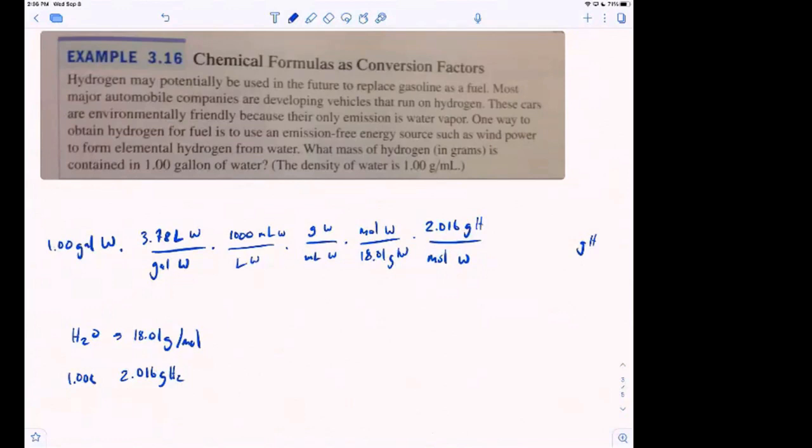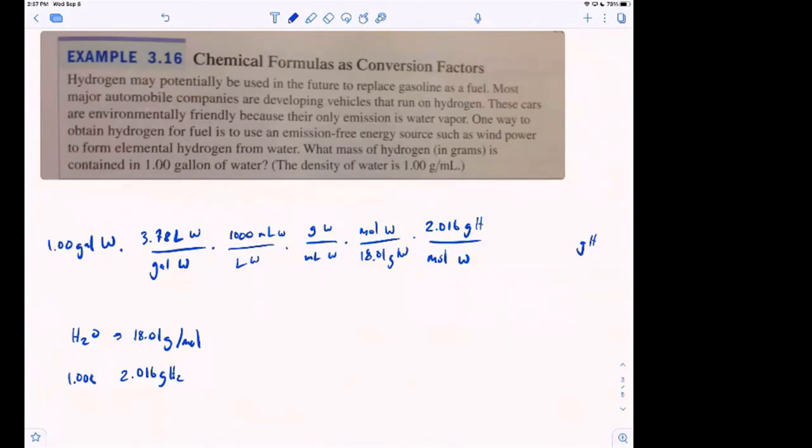And again, I am multiplying by 1 several times. A gallon is 3.78 liters. 1,000 milliliters is a liter. Density of water is 1 gram per milliliter. A mole of water is 18.01 grams. And there are 2.016 grams of hydrogen per mole of water. And I'm getting this number here. And you notice I didn't have to figure out the percent mass, that kind of stuff, because if I just know the units and go through.